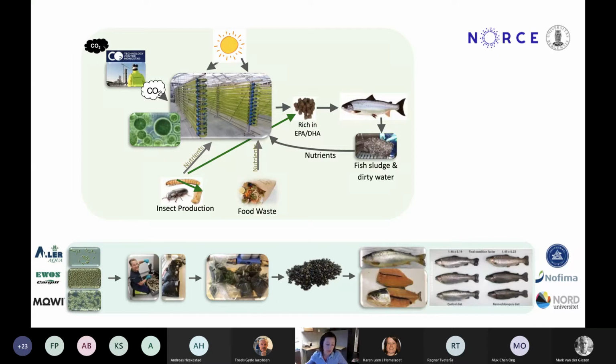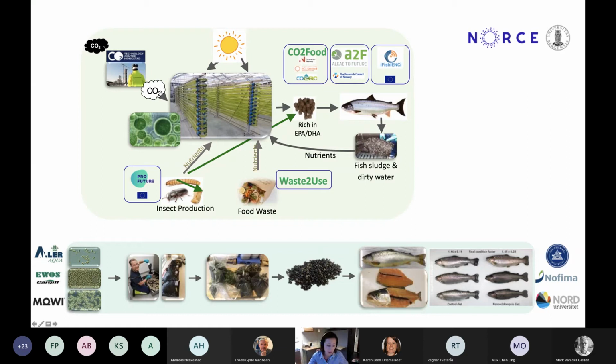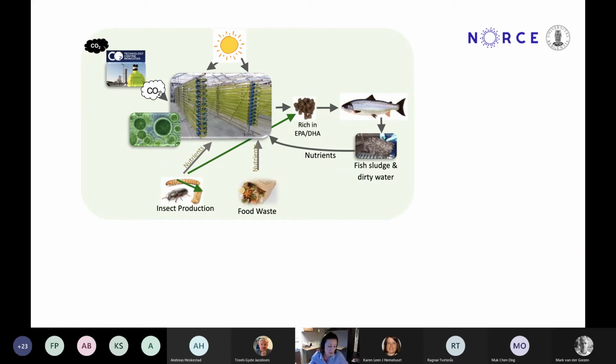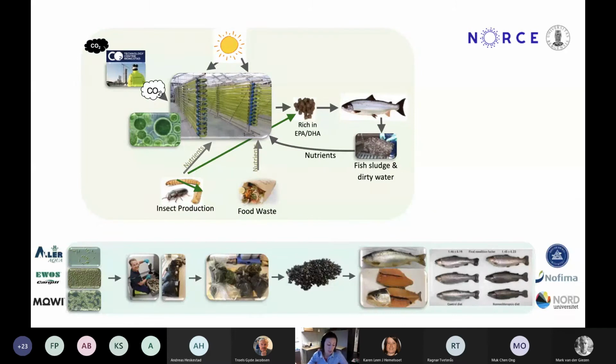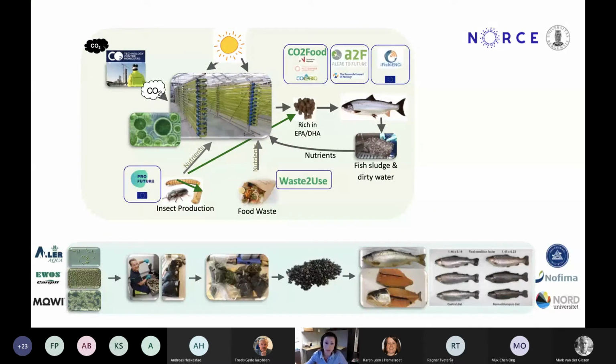Here are represented the different projects. In these projects, the microalgae was chosen for algae cultivations, and used in testing as a feed. Also using residual streams from aquaculture for algae cultivations here. We're also using residual streams from organic food waste for algae cultivation as well, and then using insect production for the cultivation of algae.